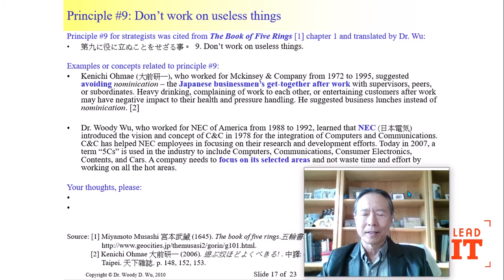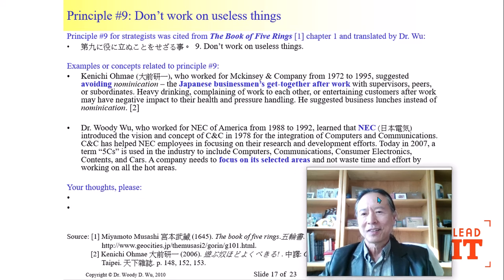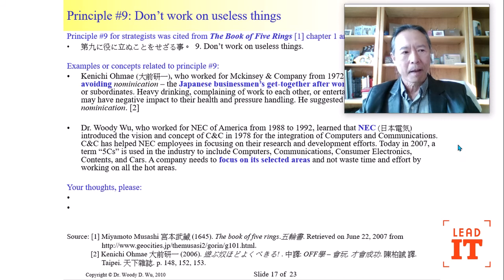Dr. Woody Wu worked for NEC of America and learned that NEC is basically a phone company, used to working on computers and communications. They have their focus called C&C, computers and communications, and also the 5 C's: computers, communications, customer, electronics, contents, and cars. That's very good. Focus on its selected area. That's what we call your mission statement. Your vision statement has to be aligned with your core competence.